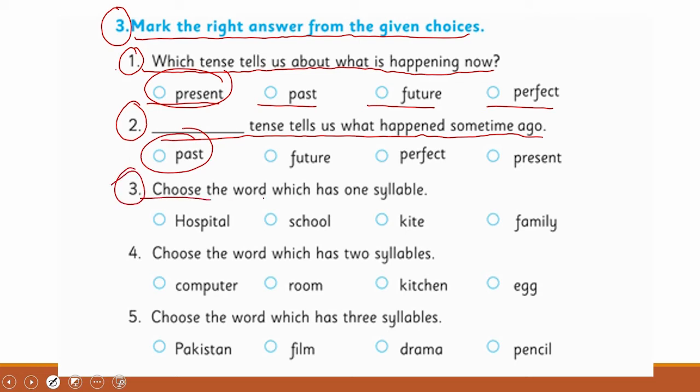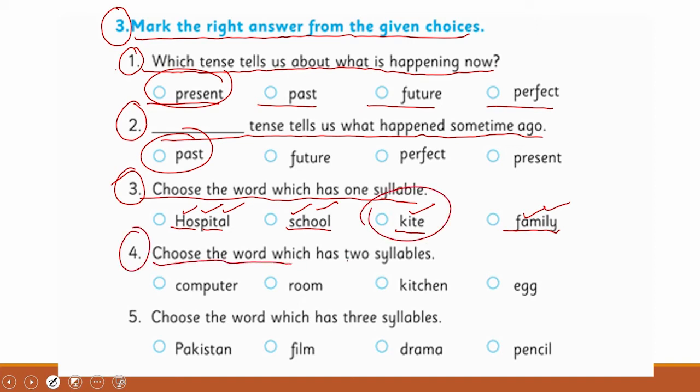Number 3. Choose the word which has one syllable. Hospital, school, kite, family. Kite. Number 4. Choose the word which has two syllables.